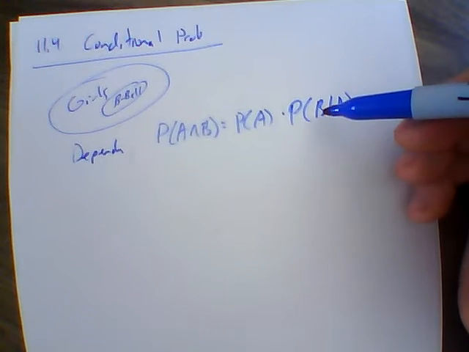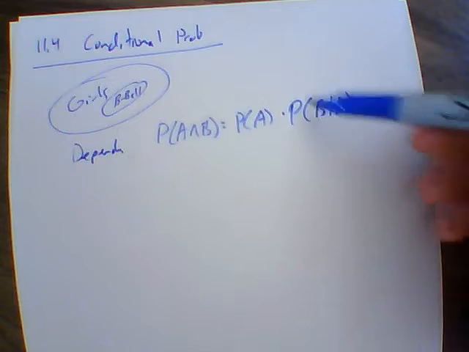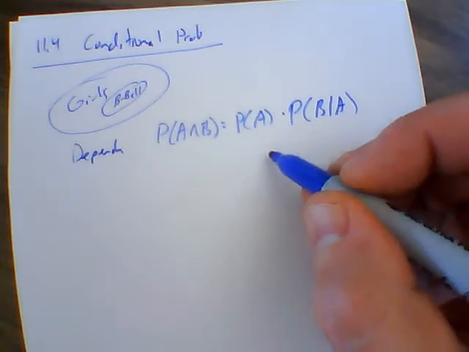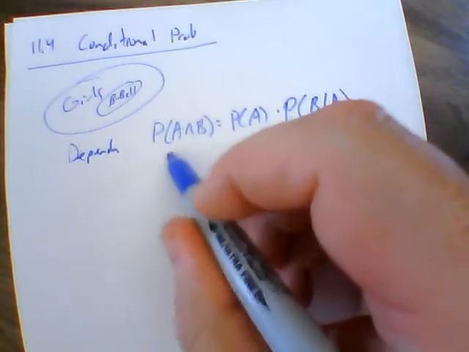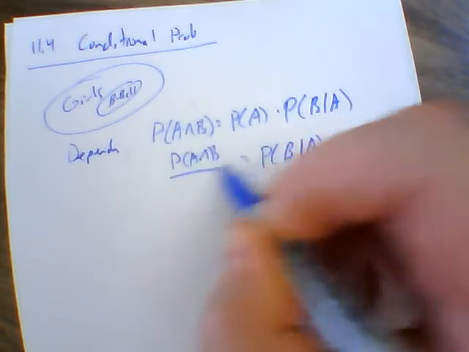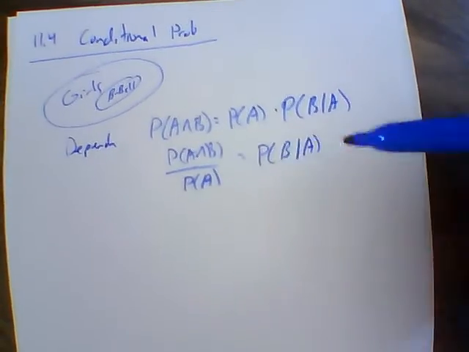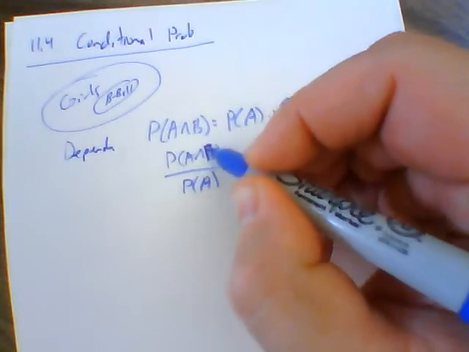Well, now we're going to say, okay, we know this happened. What's the chance that it had this part here? So we look at the probability of B given A equals the probability of A and B happening divided by the probability of A.